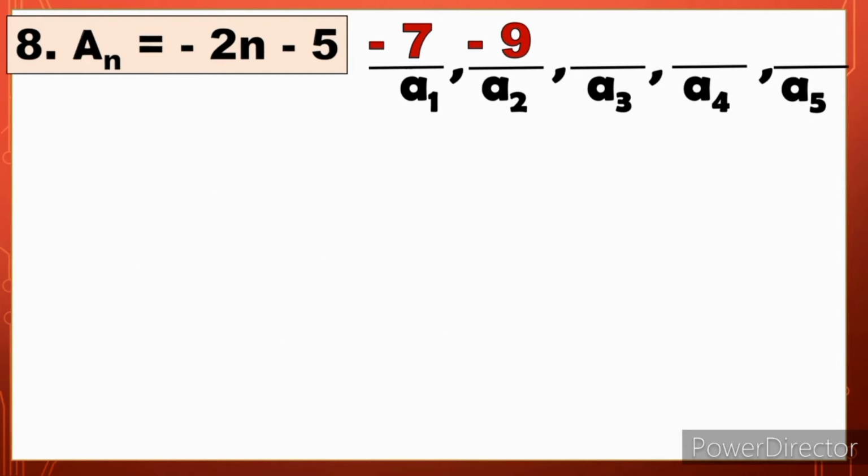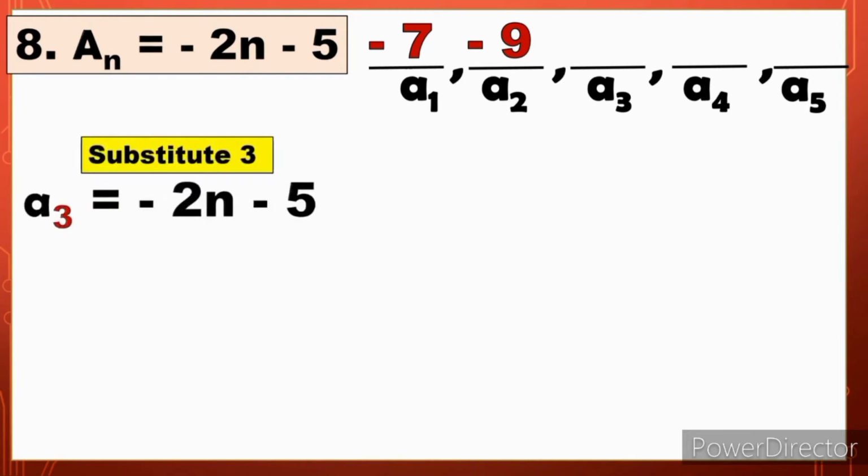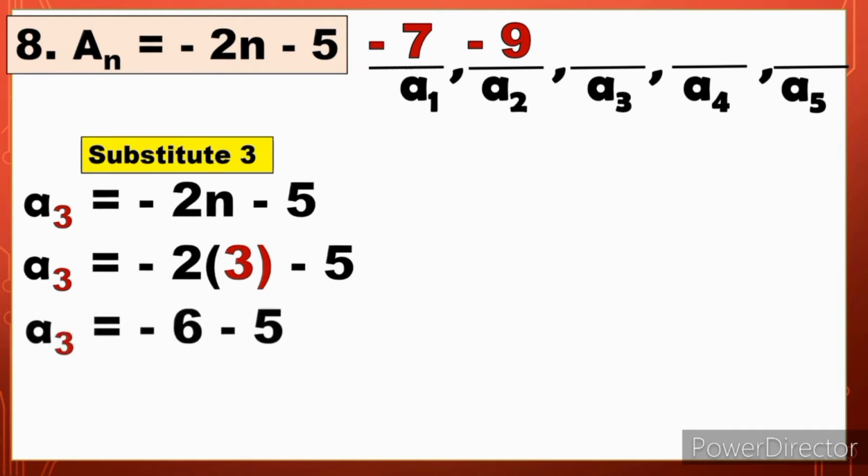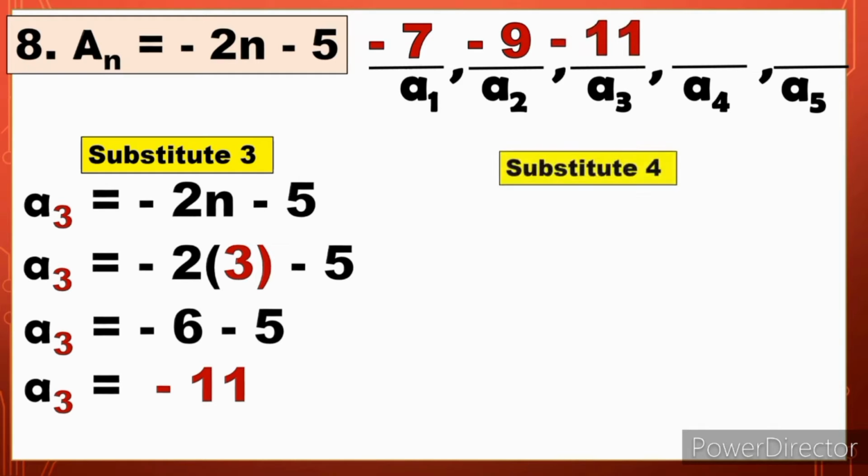Okay, next, to find the third term or a sub 3, isa-substitute natin ang 3. So, a sub 3 equals negative 2n minus 5. So, yung n, palitan ng 3, so it becomes a sub 3 equals negative 2 times 3 minus 5. Then, simplify, negative 2 times 3 is negative 6. So, it becomes a sub 3 equals negative 6 minus 5. And then, negative 6 minus 5 is negative 11. So, ang a sub 3 natin or third term natin ay negative 11.